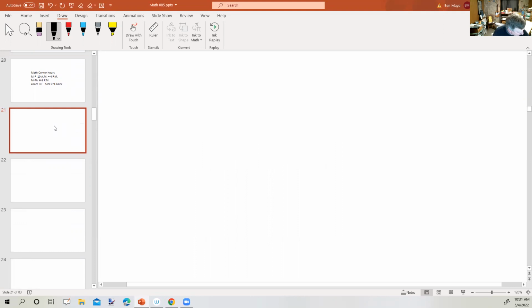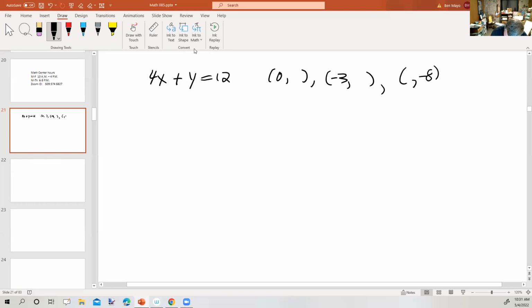Suppose we have the following equation: 4x plus y equals 12. And the instructions say for each of the following equations, complete the given ordered pairs. We have this and this and this. So we have three incomplete ordered pairs. Notice our equation has two variables, x and y. X corresponds to the first coordinate of each ordered pair. Y corresponds to the second coordinate of each ordered pair.